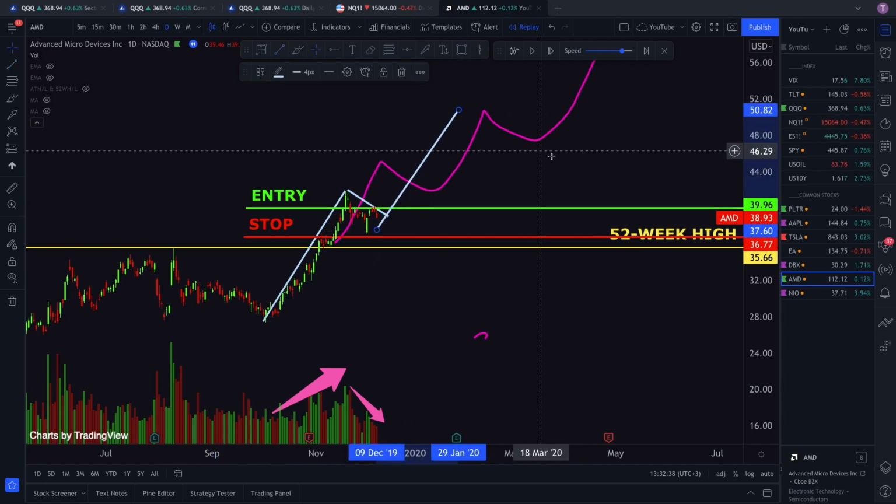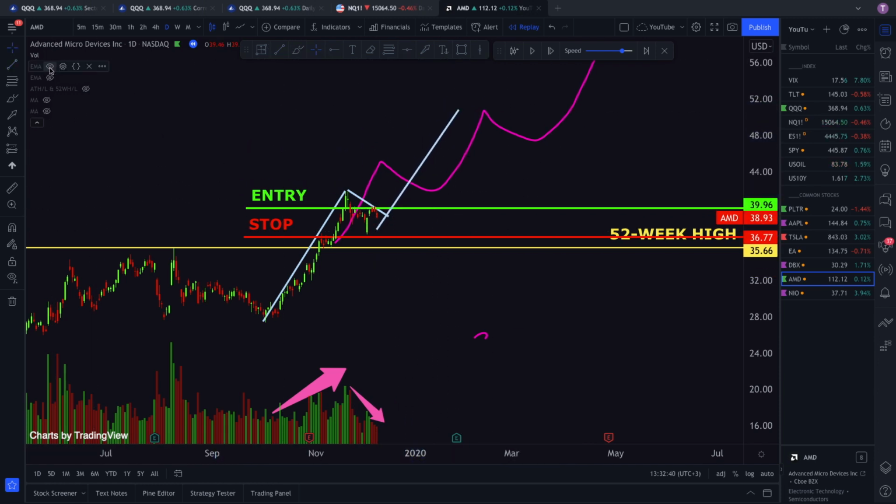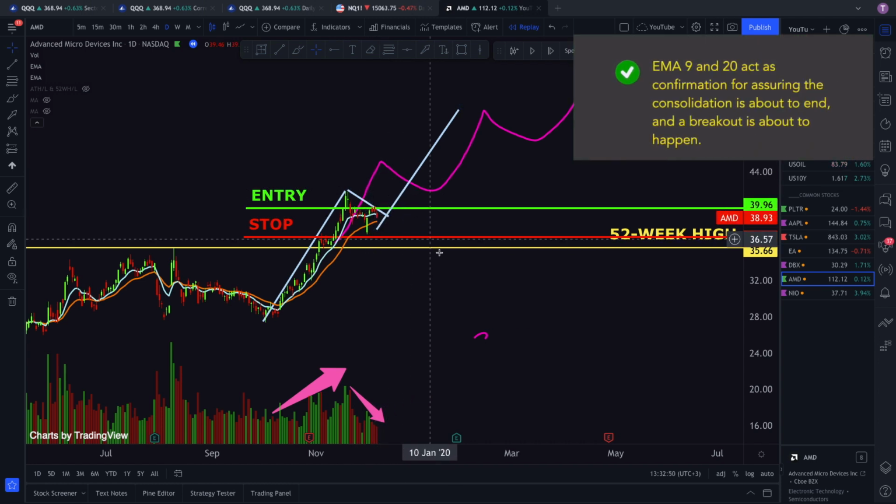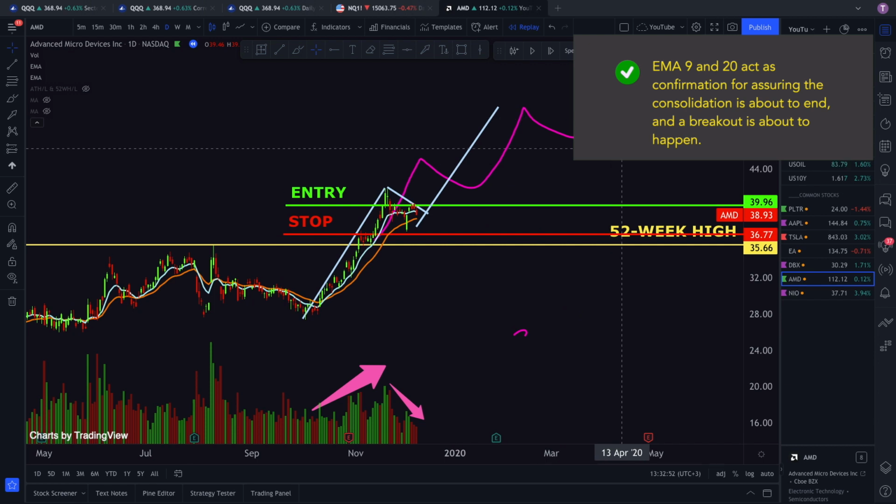Finally, I'll check the EMA 9 and 20 for an extra confirmation in order to check if the consolidation is about to end or not. Let's watch the trade now.